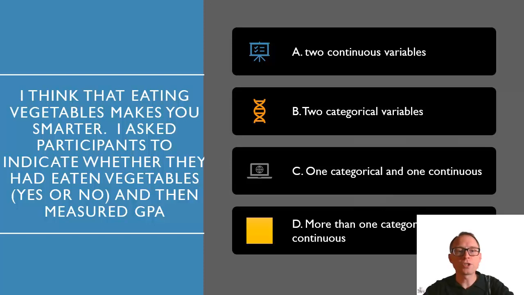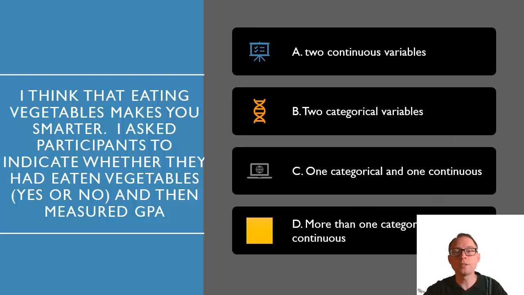So here's the first question. I think that eating vegetables makes you smarter. I asked participants to indicate whether they had eaten vegetables, yes or no, and then I measured their GPA. How many variables do I have here, and what kind are they? Okay, in this case, I have one categorical variable and one continuous variable.